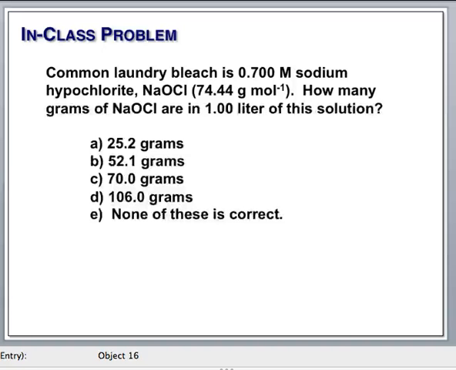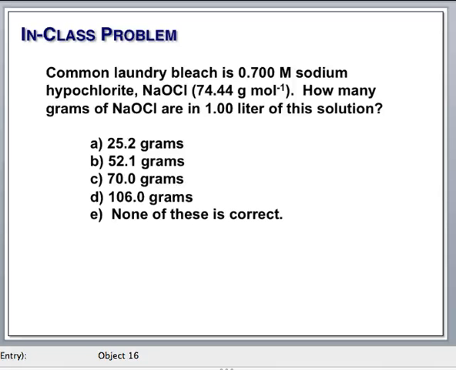Bleach. I've said it several times. Bleach is what is this stuff called? OCl. What's the polyatomic ion? Chlorate is ClO3. Chlorite is ClO2. And ClO is hypochlorite. So, this is sodium hypochlorite. Standard bleach, again, is about 0.7 molar.